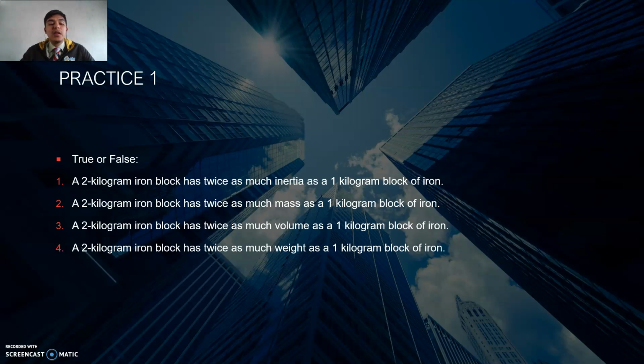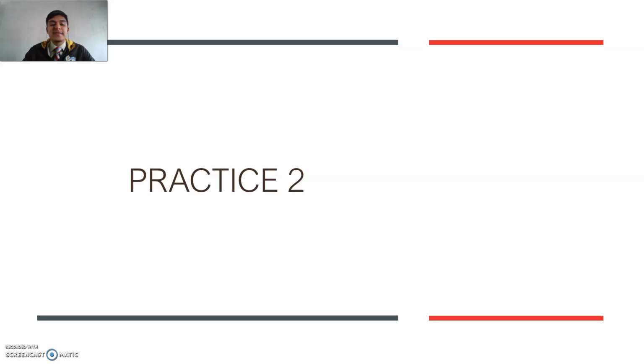So the answer for all of these statements will actually be true. Of course, this is related to each one of Newton's laws that we have studied before. And of course, they are related to each one of the terms, such as mass, volume, and weight. Since we're talking about iron blocks, we are just decreasing the amount by half. They are going to have the same properties.